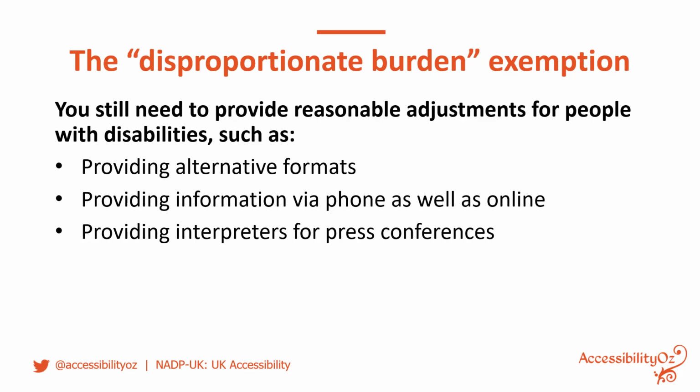And be aware that just because you do have a disproportionate burden exemption doesn't mean that you don't have to provide reasonable adjustments for people with disabilities. And so reasonable adjustments are things like providing alternative formats to PDF documents and stuff like that, providing information via phone as well as online, and interpreters for press conferences. So you still need to meet those requirements.